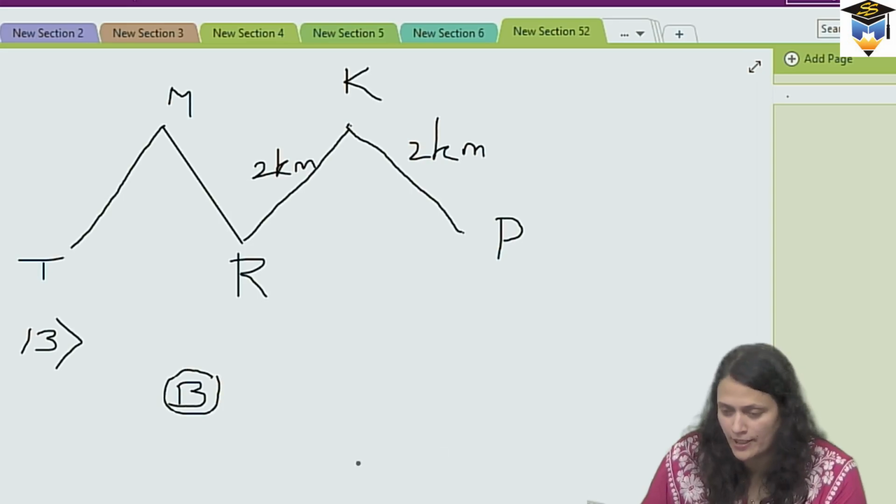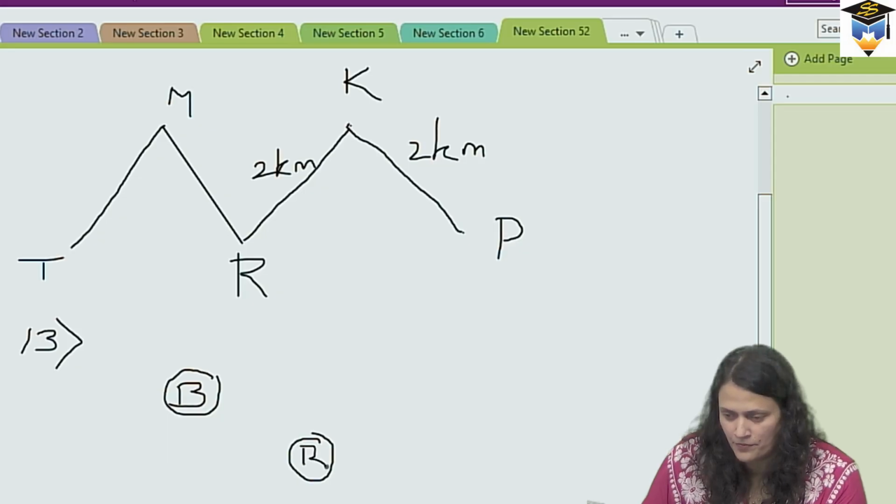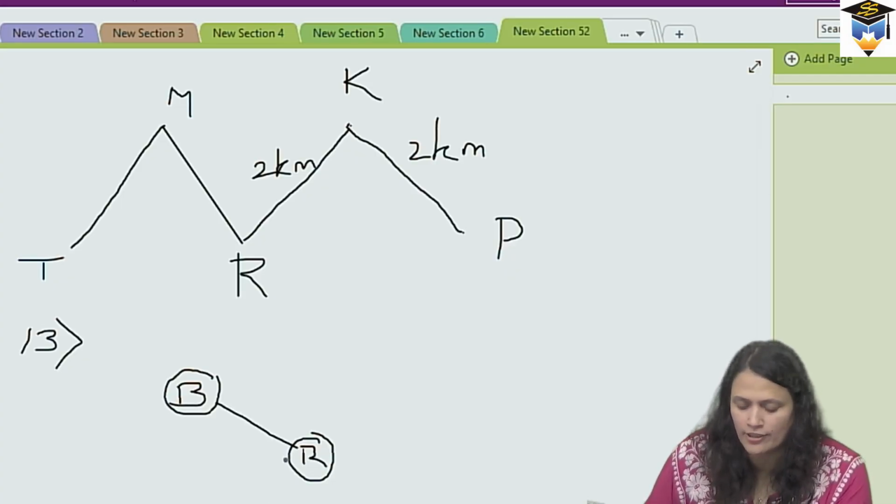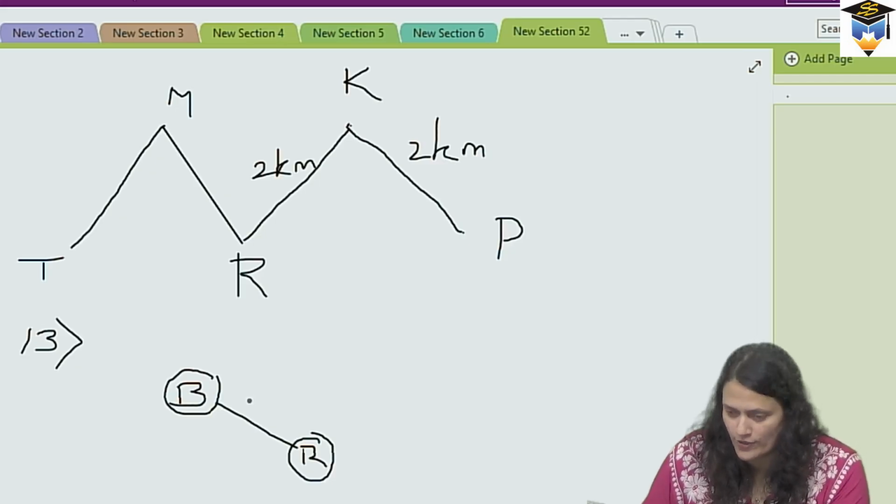Babu and Rahim are neighbors. So let's say this is R, Rahim. They are neighbors, okay? And his house is 200 meters in the northwest direction. So I have taken this as northwest. So 200 is the distance.